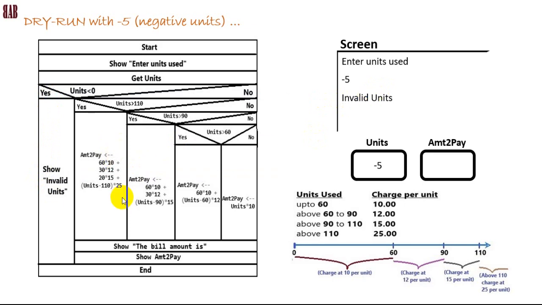So as you can see, we don't go into any of these to do any calculation. We just go there, and when you go here, you come up to this end, which is the last line, end. Terminate when the NS chart finishes. So as you can see, we are tackling this. If the user enters any negative number, it's just going to go through this path and say show invalid units and terminate. No calculations will be done.